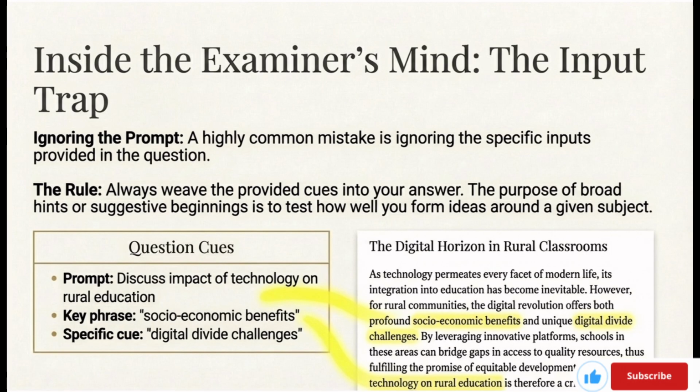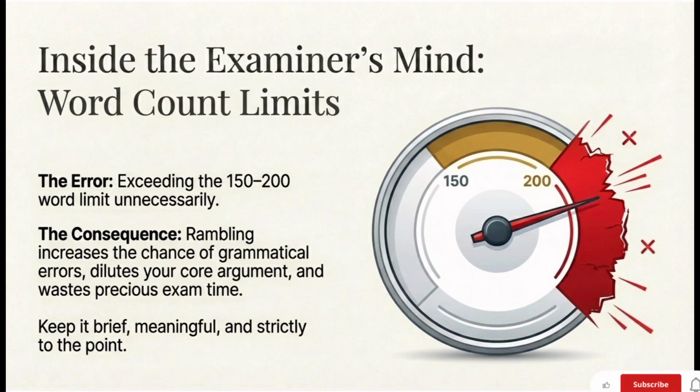The input trap. Another common mistake is ignoring the cues given in the question. These cues are provided to guide your ideas. A good article always uses these points to develop its arguments. Word limit. Students must also follow the word limit of 150 to 200 words. Writing too much can waste time and lead to unnecessary mistakes. A strong article is clear, focused, and within the word limit.